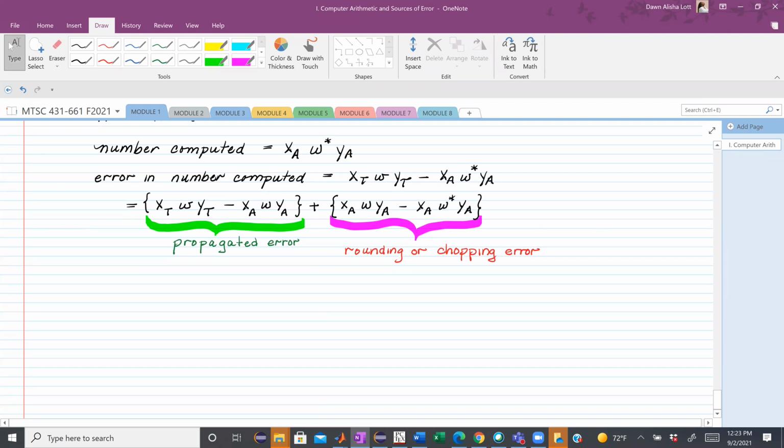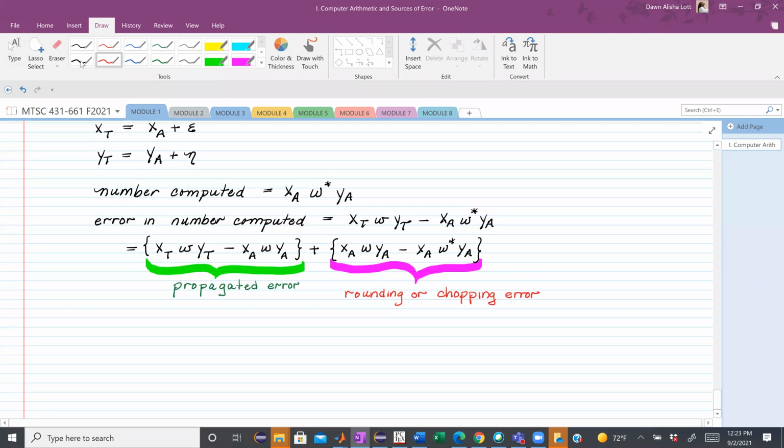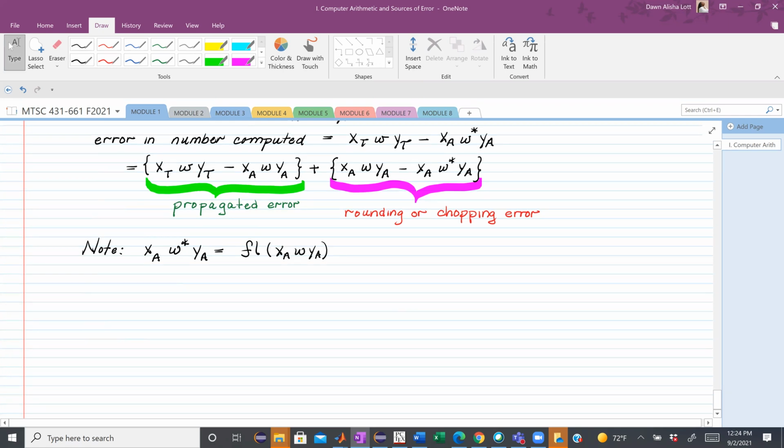And let's just make sure we note to ourselves that when we take XA and we do W star times YA, this is that floating point error that we get when we were really trying to do XA W YA. Okay, that's the approximation. All right, so now let's look at rounding error.